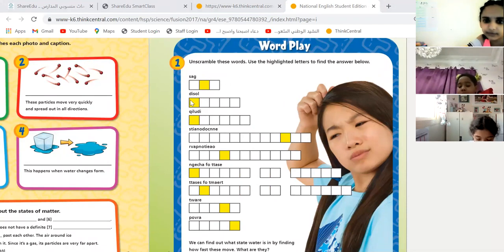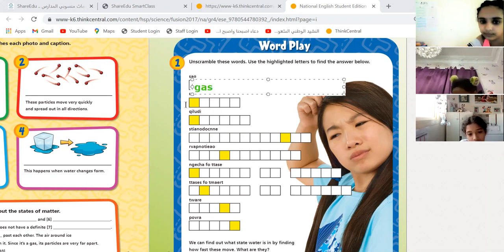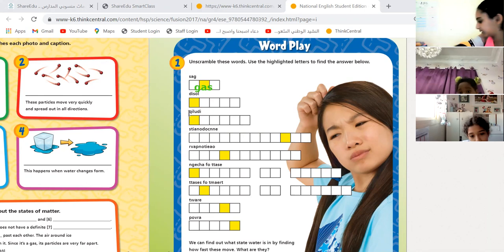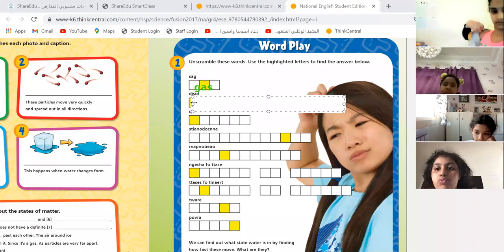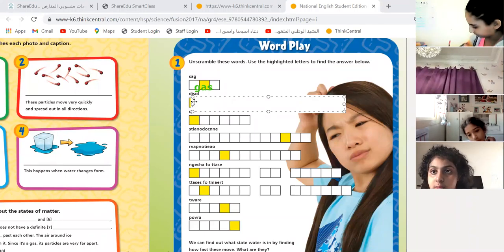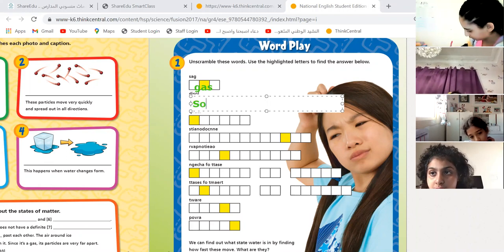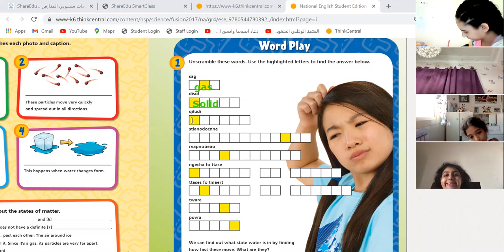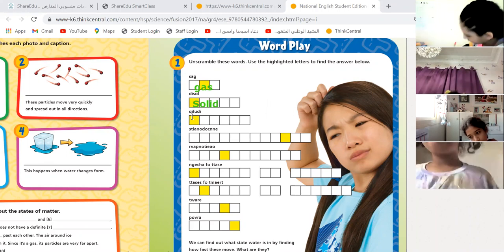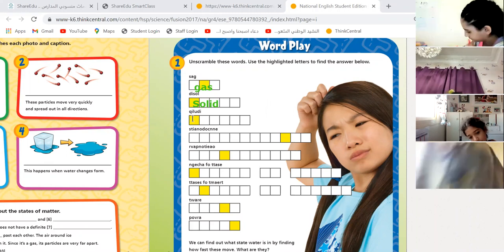Can you do number 5, please? They are not numbered. The second one. Who knows the second one? What is the second one? Solid, excellent. Third one. Teacher, can I do next? Yes, you can do next. It's liquid. Liquid, excellent.